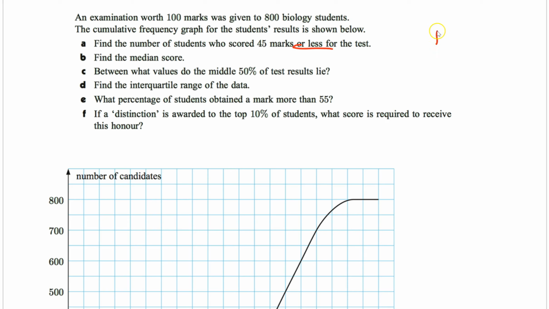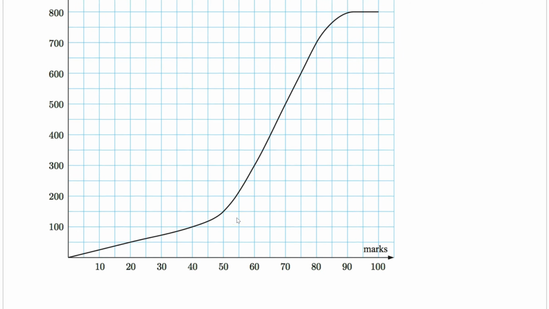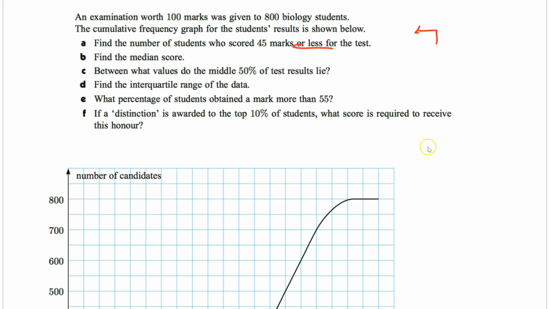That means once I find it, I'm going to go up and across, and I go from the bottom, right? Or less is from the bottom, greater than is from the top. So 45 marks or less. So here's 40. Here's marks, first of all. Here's 40. Here's 50. So 45 is around there. Go up and across. So it looks like I'm going to say about 110. Let's go 110. I'm sorry for the bad lines. So let's just say 110.